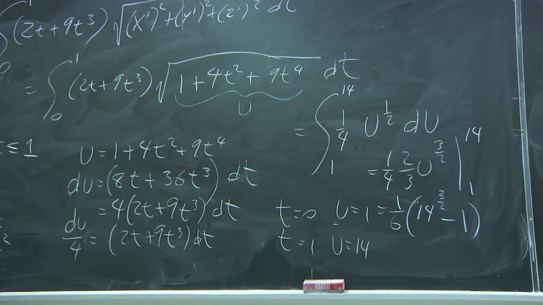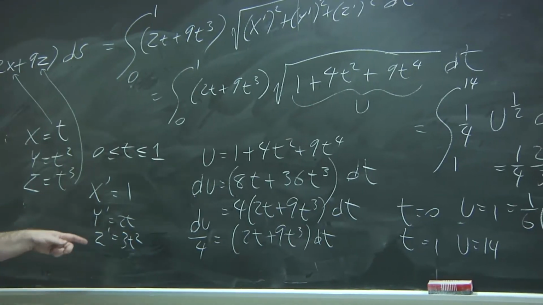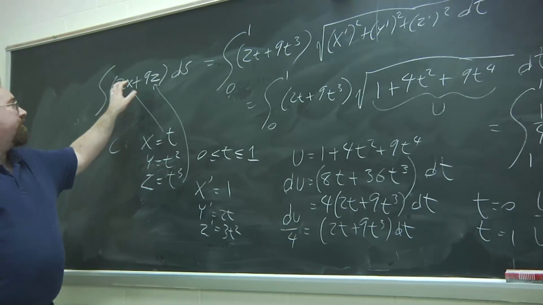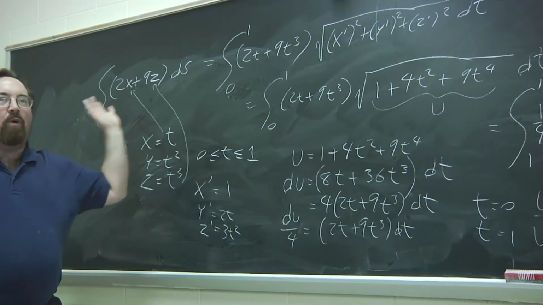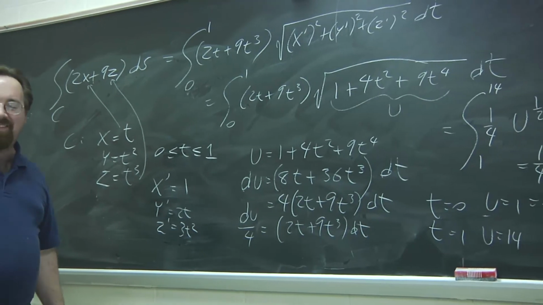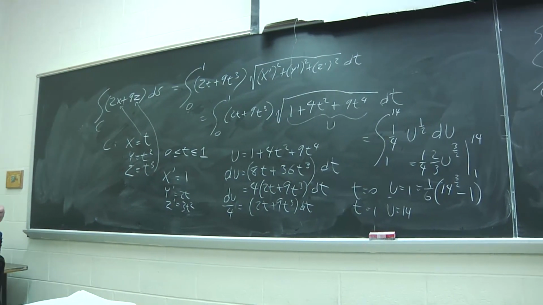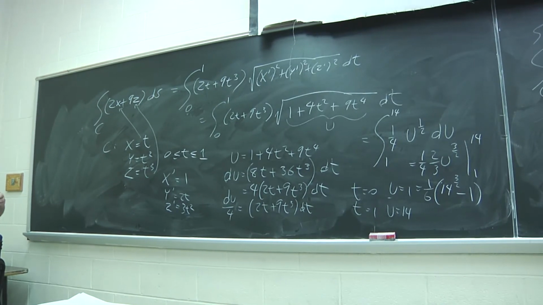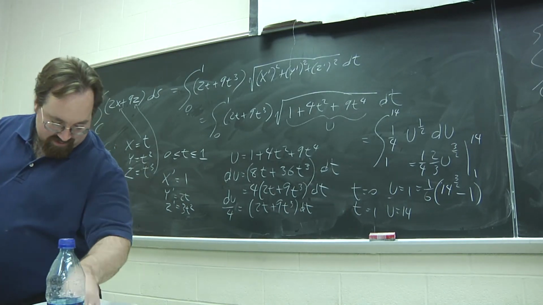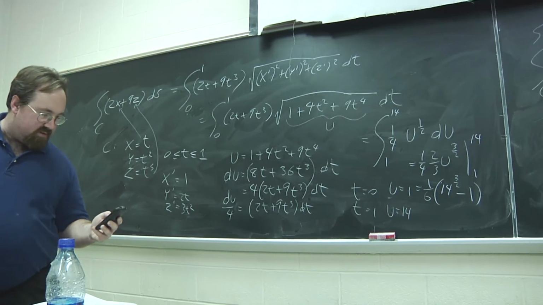So in this case, you're given a parametric representation. So get your derivatives, form this factor, plug in x of t, y of t, z of t into your function, and then hope you get something you can do. All right. So questions on either of these? Okay.